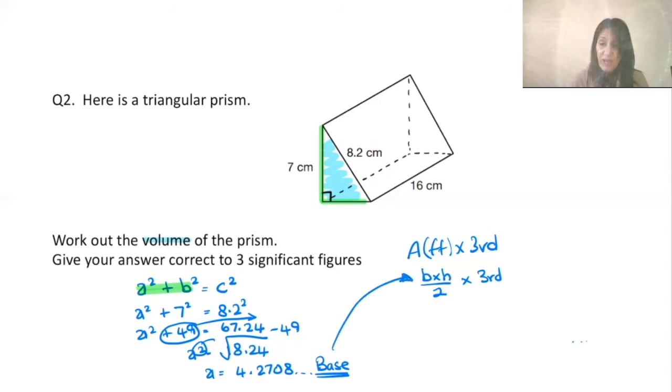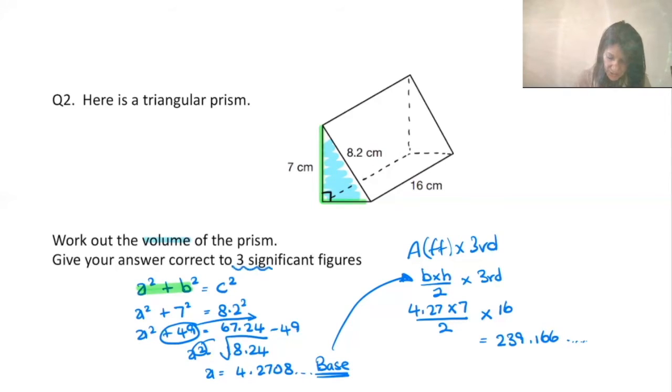That's got to now go in here. And I can do that straight away. I leave that on my calculator screen, and then I can literally do that whole number, press times by 7, divide by 2, times through by the 16, and you will get an answer of 239.166. On and on it goes to give you a final answer, because remember, you always check to see what they want. They want 3 significant figures. So 239.